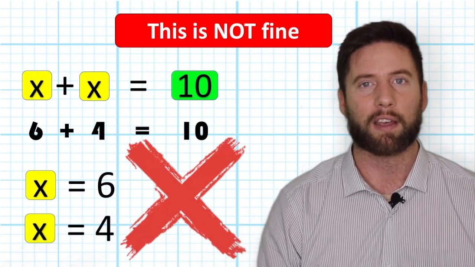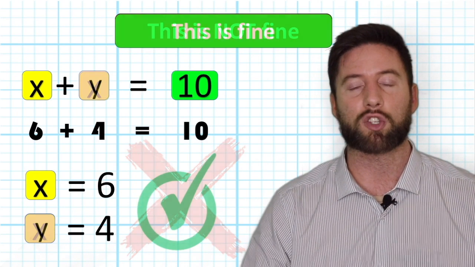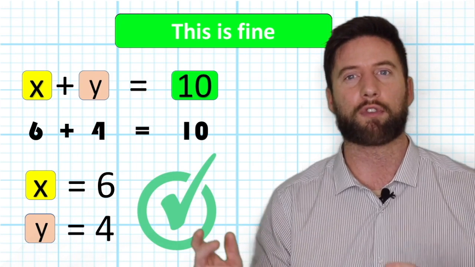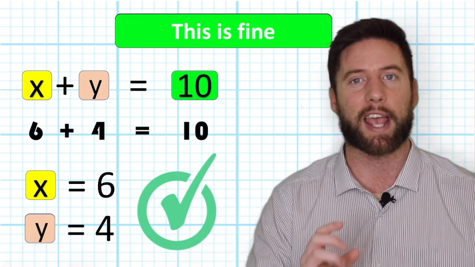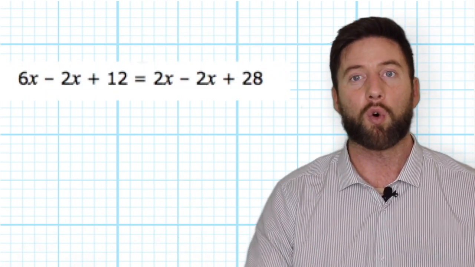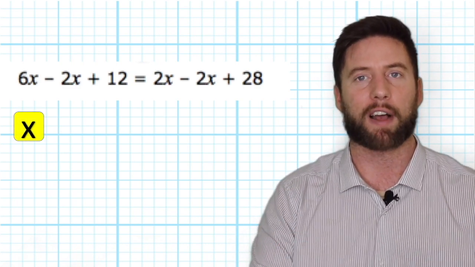So that's not okay. So if you did need to represent two different values in an equation at the same time, you would need to use two different symbols. And that's why we often see X and Y. So if you ever see a really long algebraic equation like this one with lots of X values, all those X values have the same value.